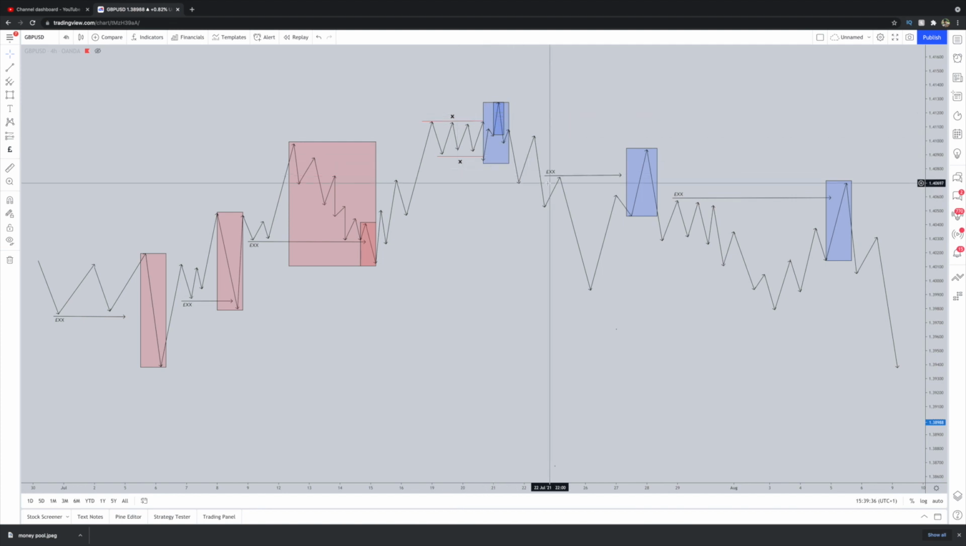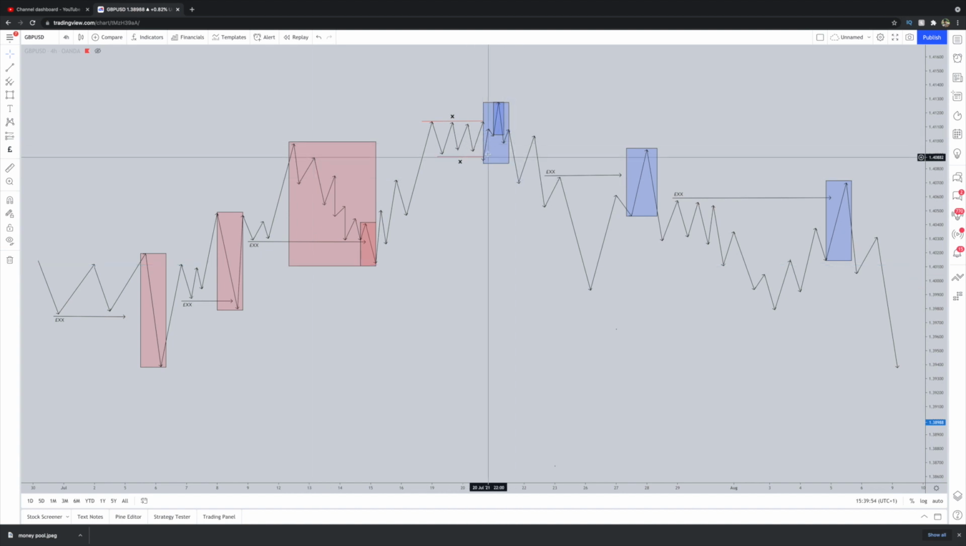In other words, it would just be a pullback. Because don't forget, we're still trading within this range. This is our low and this is our high. If we're in an uptrend, this is our low here and this is our high. And whatever happens within this whole range is still an uptrend.